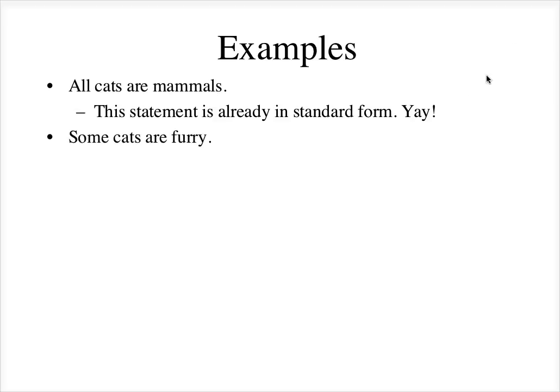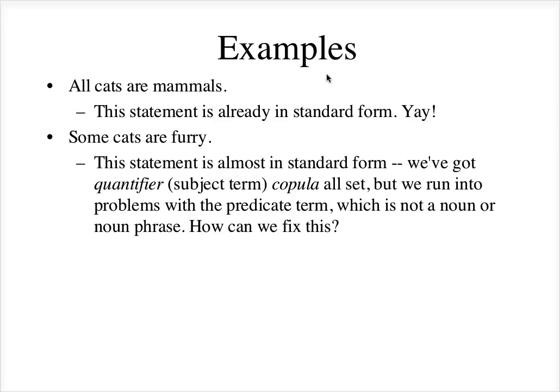How about the statement, some cats are furry? That looks like it's in standard form, and it almost is. We've got the quantifier, some, the subject term, cats, and the copula, are, but then we run into problems with the predicate term. We have this word, furry, which is not a noun or a noun phrase. So we fix that by saying, some cats are furry things. So now it is a class. It's the class of all things that are furry.